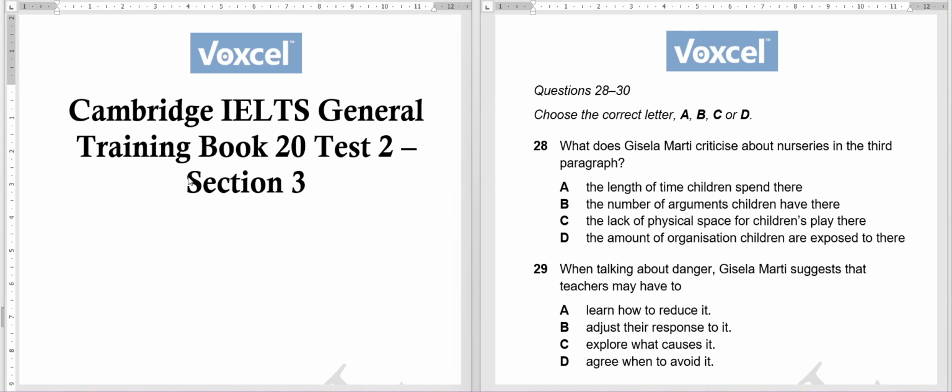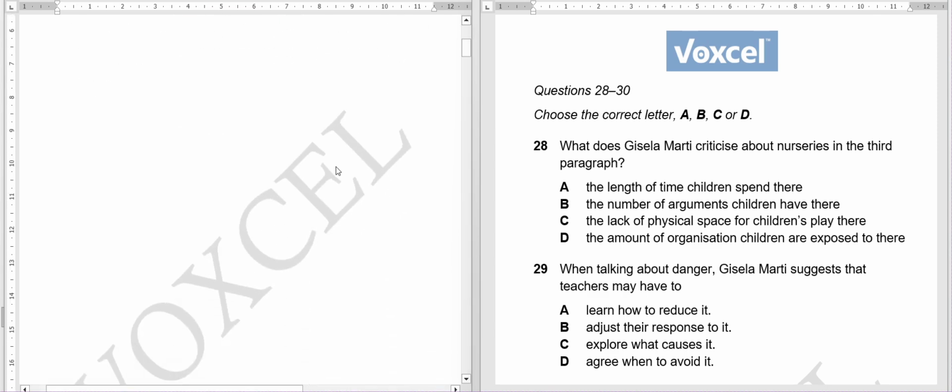In this video, we're gonna discuss section 3 of test 2, which is taken from IELTS GT book number 20. We have already discussed section 1 and 2 of this particular test. So if you haven't watched those videos, you should, but after watching this one. For this, I need your undivided attention so that I can teach you how to solve such type of questions. Without further ado, let's start.